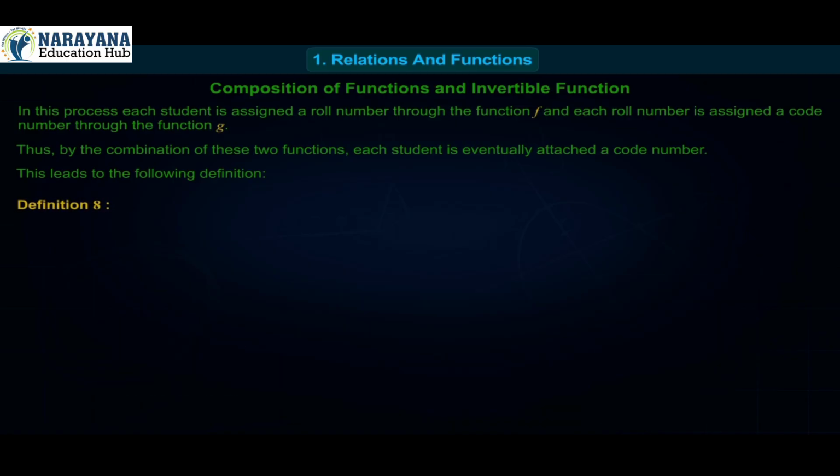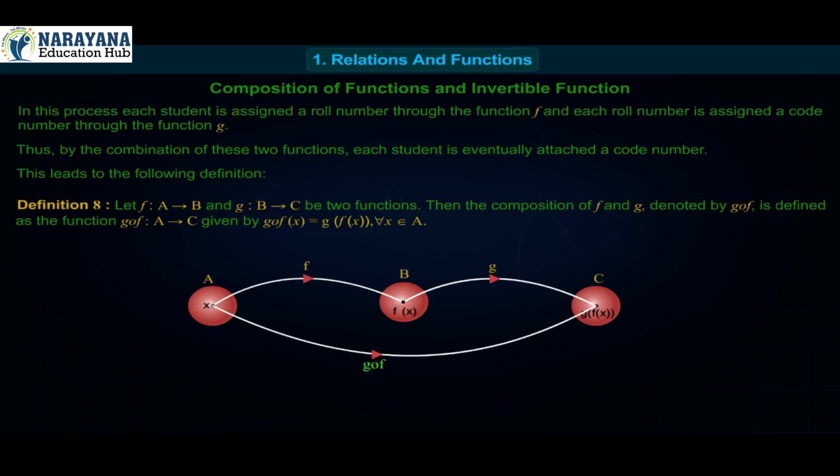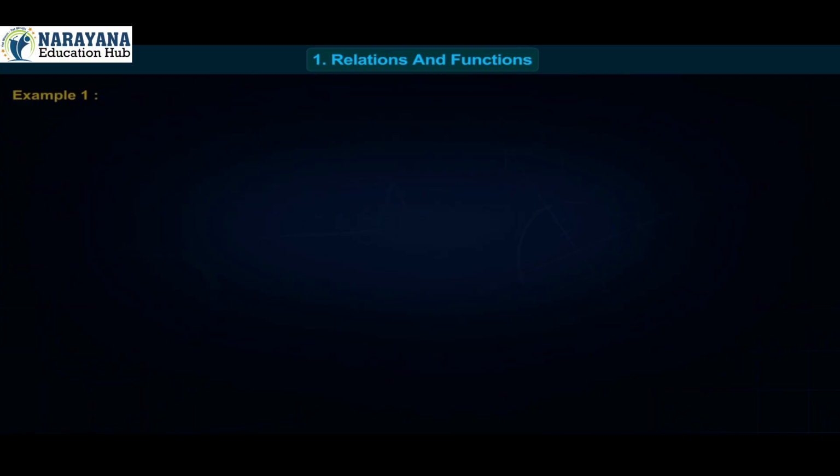Definition 8. Let f from A to B and g from B to C be two functions. Then the composition of f and g, denoted by gof, is defined as the function gof from A to C given by gof of x is equal to g of f of x for all x belongs to A.